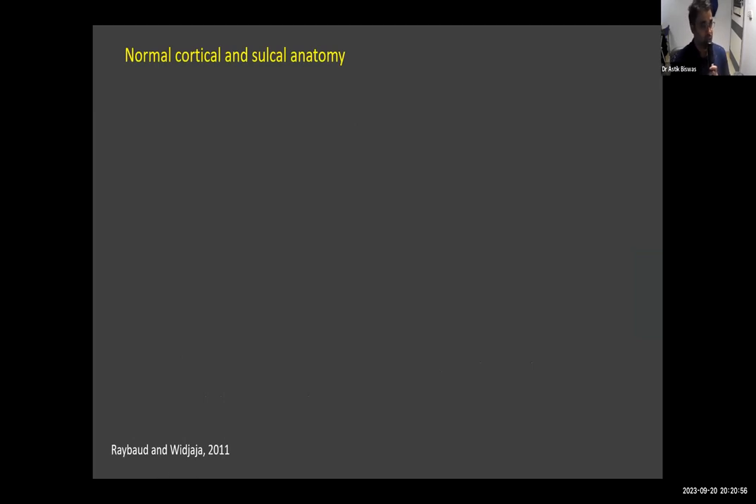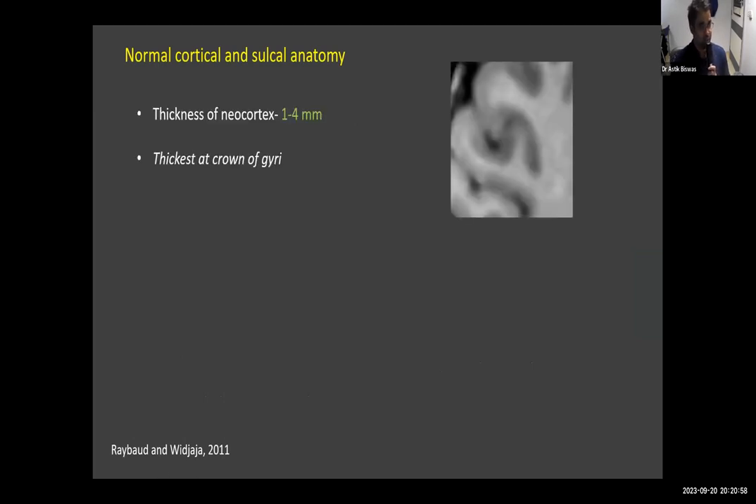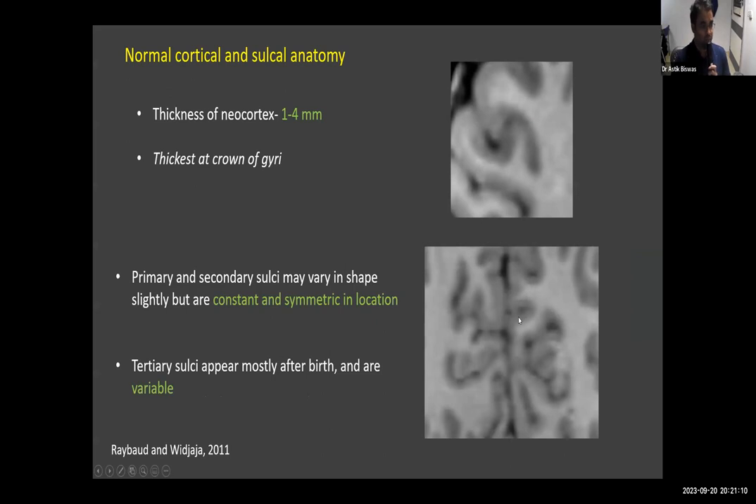So what's normal cortical and sulcal anatomy? The thickness is variable, between 1 to 4 millimeters. It is thicker at the crown of the gyri and thinner at the base, that is, at the bottom of the sulcus. Primary and secondary sulci are usually formed by the 3rd trimester, and they are constant and symmetric in location.